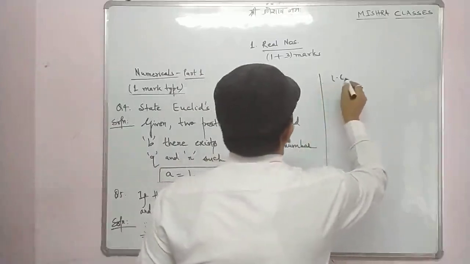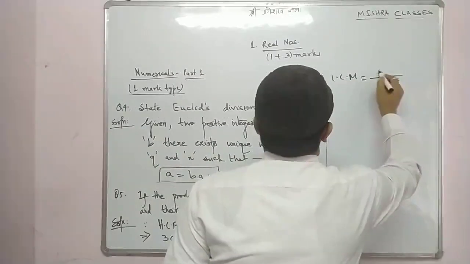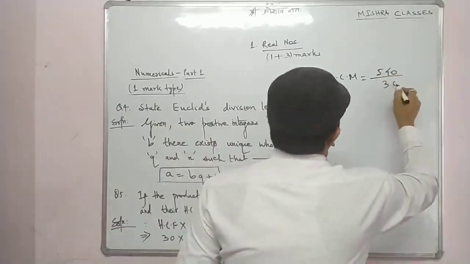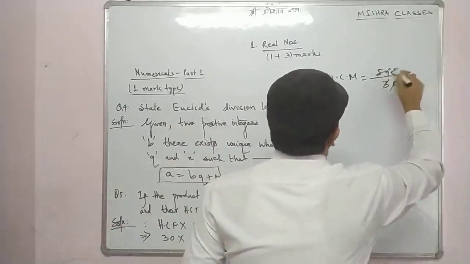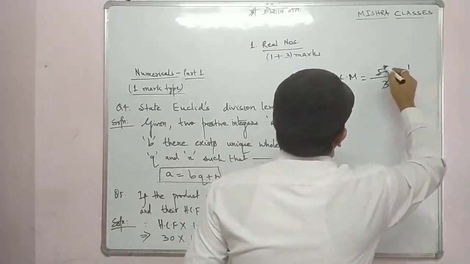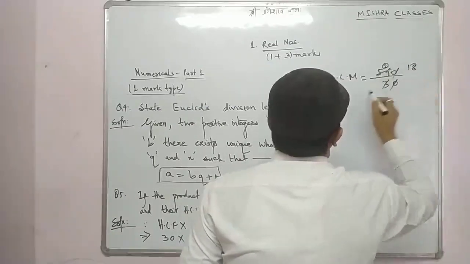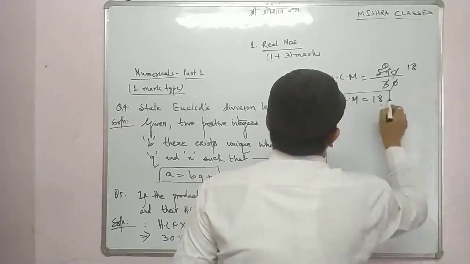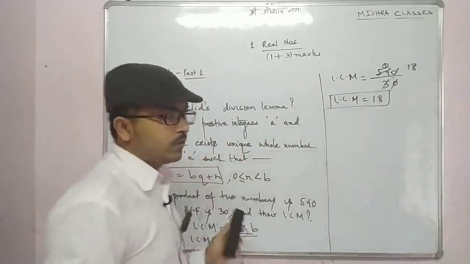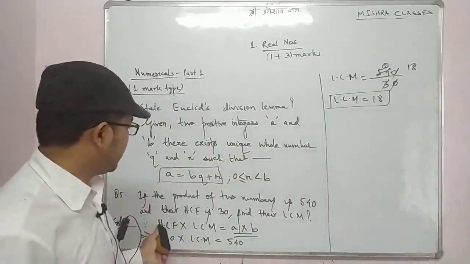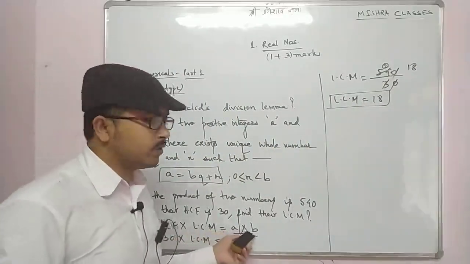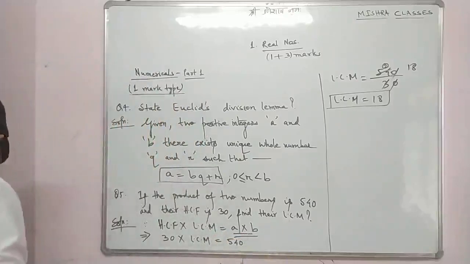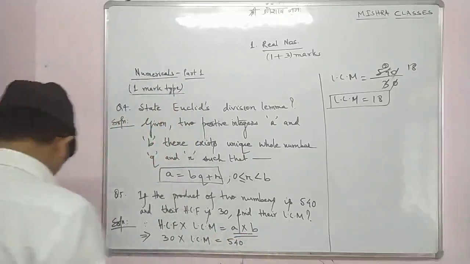We'll write like this: LCM equal to 540 divided by 30. Now 0 gets cancelled, and 3 1s are 3. Remainder is 2, 24, 3 8s are 24. So LCM is 18. Is it clear to you all? We'll be using this formula: HCF into LCM equal to product of two numbers, that is A into B.